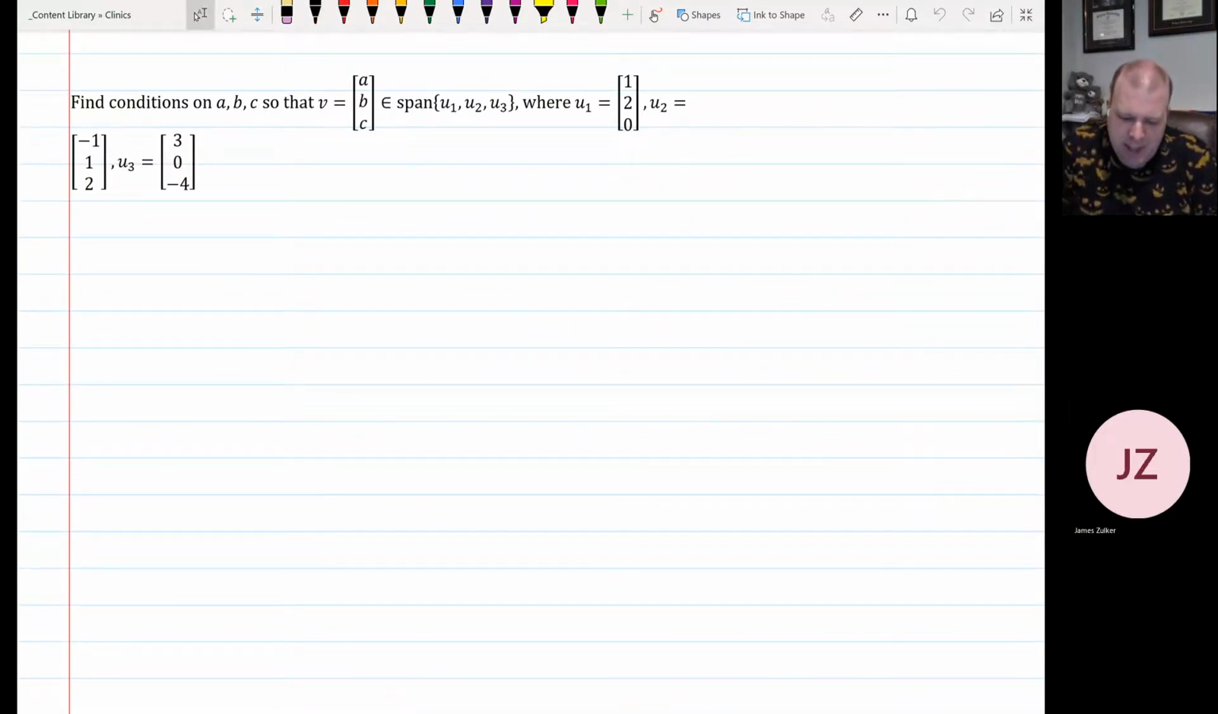So let's find conditions on ABC so that the vector V equals ABC is in the span of U1, U2, U3, right? Where U1, U2, and U3 are given here.